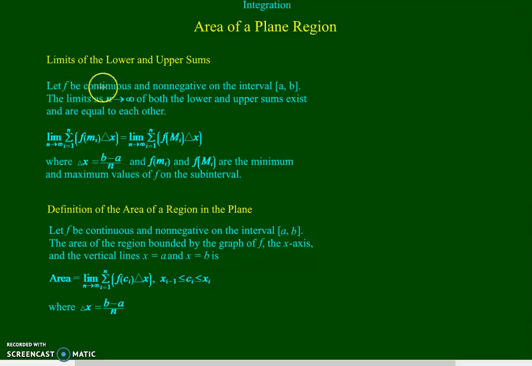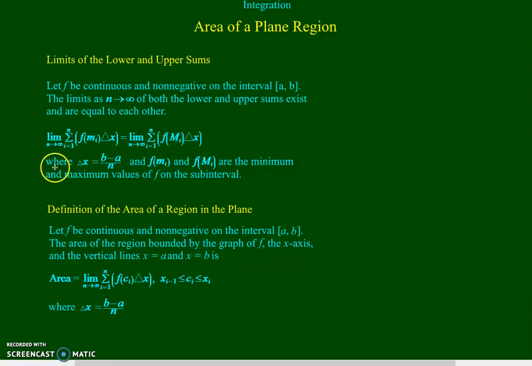If we let f be a continuous and non-negative function on the closed interval a to b, the limits as n approaches infinity of both the lower and upper sums exist and are equal to each other. In other words, the limit as n approaches infinity of the sum from i equals 1 to n of f of little m sub i, that's the lower sum, times the width of the subinterval, equals the same limit with the same sum of the upper sum.